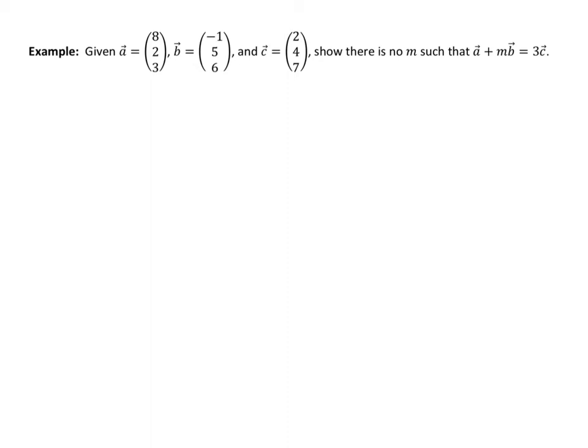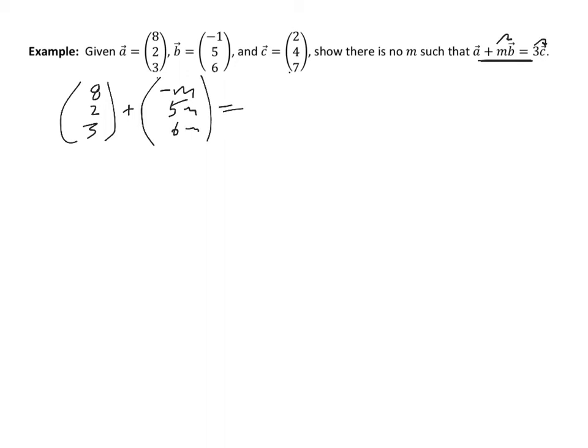So I'm going to take these vectors and write this equation out using them. So A is 8, 2, 3. For the next part, we know that we're going to want to distribute this m in. So if you're interested, you can skip a step here and just multiply that m in, get negative m, 5m, and 6m. And then over here, you could do the same thing. We know that this 3 is going to get multiplied into all of the things in the c vector. So we could write this down as 6, 12, 21. If you wrote that as 2 separate steps, it's fine. Just wanted to show that you can do that.